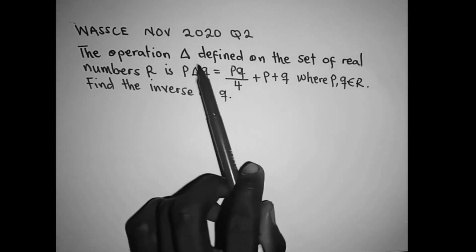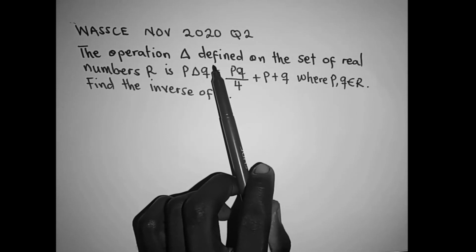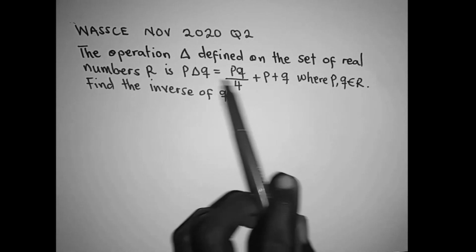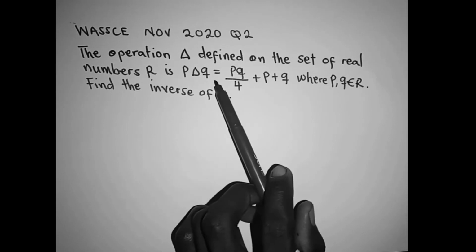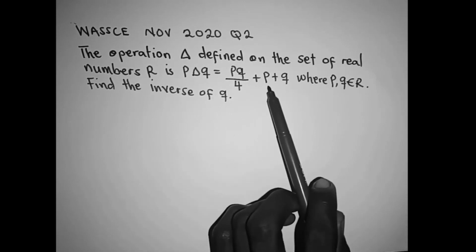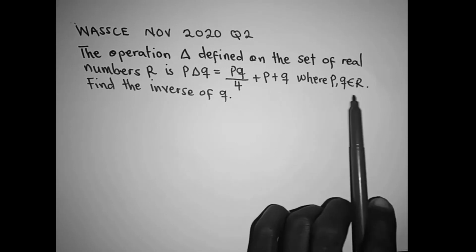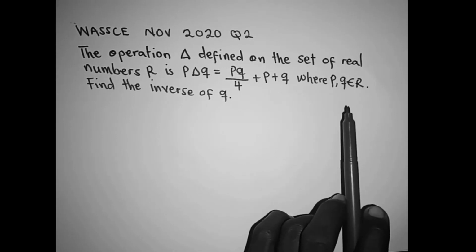The operation delta defined on the set of real numbers R is P operation Q equals PQ over 4 plus P plus Q, where P and Q are real numbers. Find the inverse of Q.